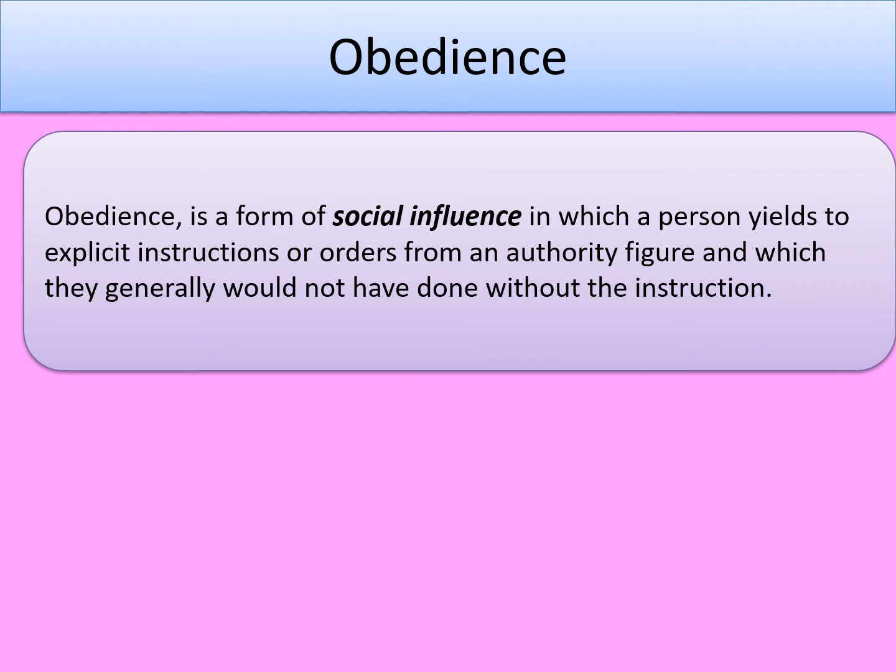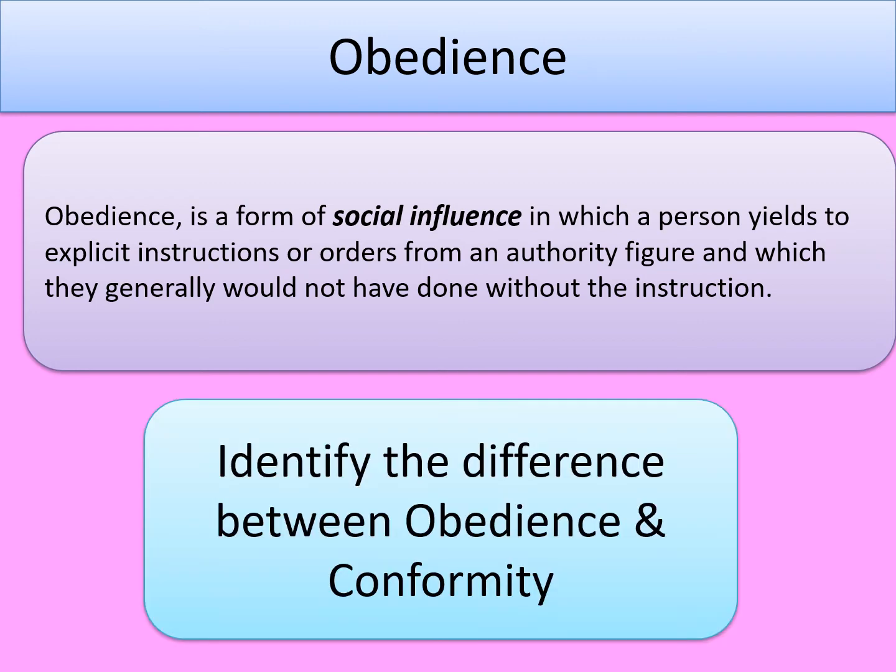So obedience is different to conformity because it's still a form of social influence, but it's one in which a person will yield to explicit instructions or orders from an authority figure, and which they generally would not have done without the instruction. So I've asked you here to state the difference between obedience and conformity. So pause the video and just make sure that you can identify the difference.